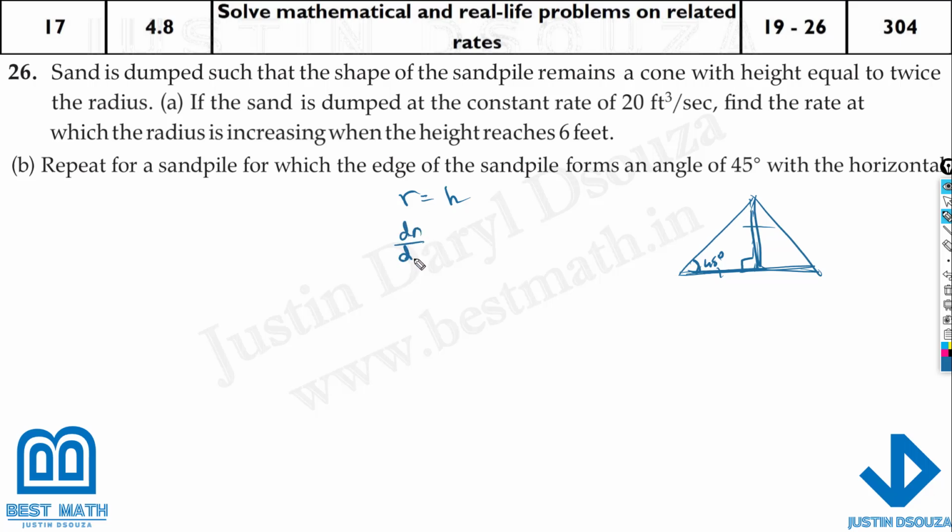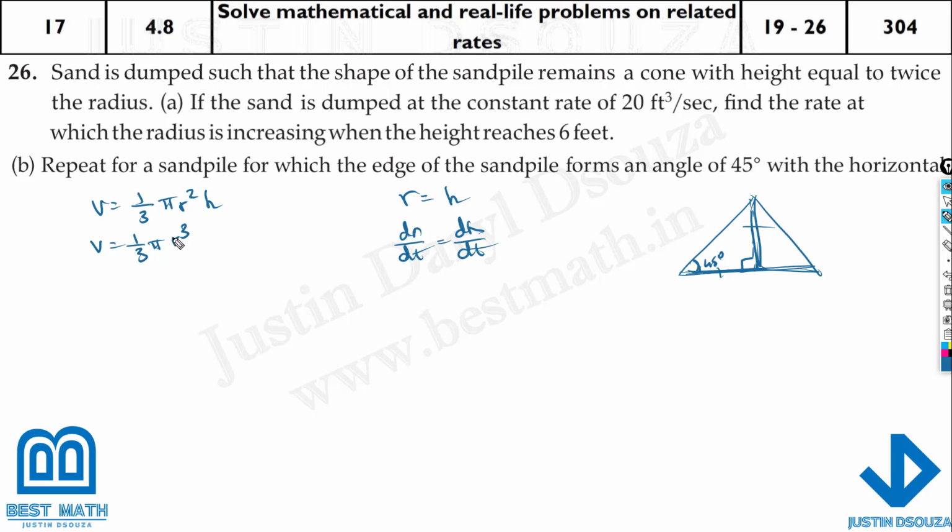So dr by dt must be equal to dh by dt. So the rates are also equal. That is what it says. Now we will solve it. We will use the volume. Volume is 1 by 3 pi r square h. But now I can write it in terms of r or h only. What I'll do over here is 1 by 3 pi, and instead of r squared h, I'm just going to use r cubed. Now let me differentiate both sides. Why? Because we have to find the radius. Repeat the same problem, right? We have to find the rate of change of radius.